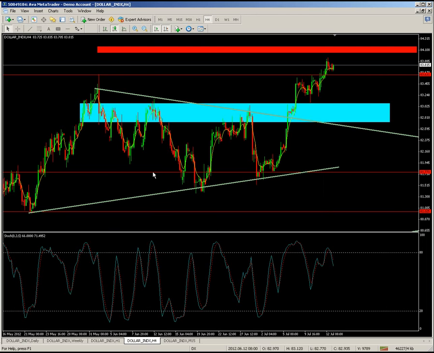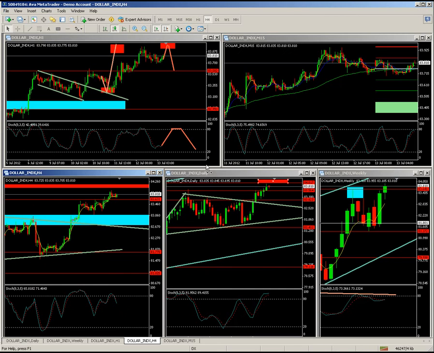Let's have a quick look on the 4-hour chart. On the 4-hour chart, stochastics have already crossed down. Looks like we're gonna have another push up. This is exactly what I would like to happen, and I've got the zone marked up here. The reason I have it marked, let me just take a step back.